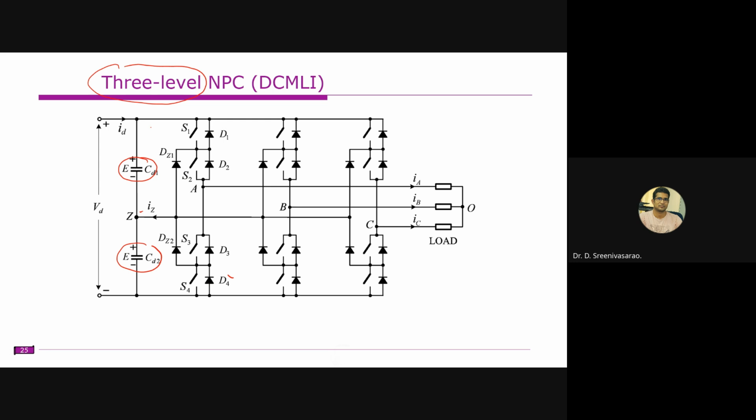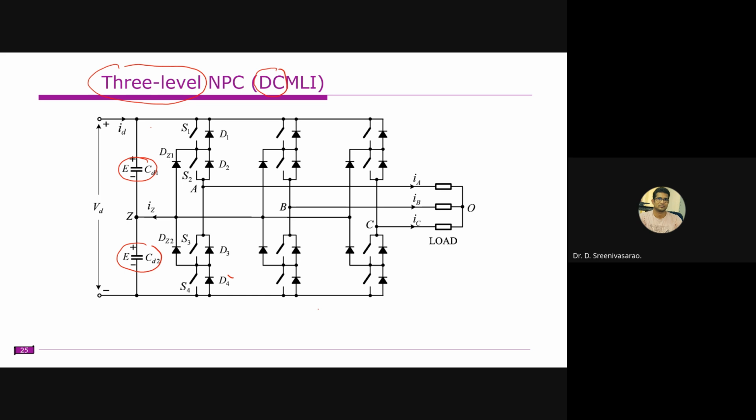Right. So to access this midpoint, we have these diodes here, and that's why it is known as the diode clamped inverter. We are clamping this neutral point by using the diodes, so that's why it is known as the diode clamped multi-level inverter, or also neutral point clamped. You are clamping the neutral point, so it is known as the neutral point clamped inverter, right?